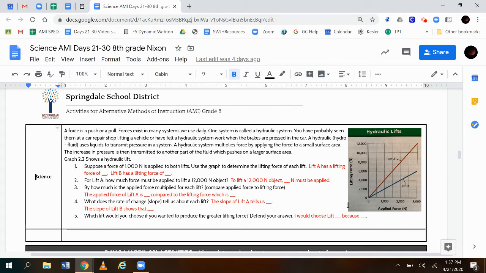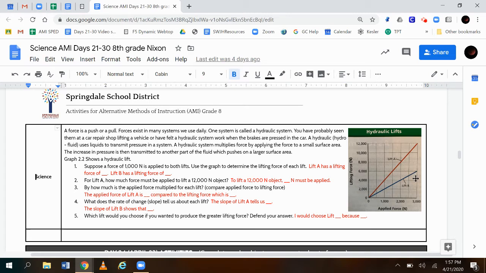Well, let's take a look at this graph here, and it's titled hydraulic lifts. So we're talking about hydraulic lifts. On the x-axis, you've got applied force, which is the force or pressure that you apply, and it's measured in newtons, in increments of 1,000 newtons. Then if you look at the y-axis, you've got the lifting force, in increments of 2,000, also measured in newtons. And then you've got two different lifts here. You've got the results of lift A, and then you've got the results of lift B.